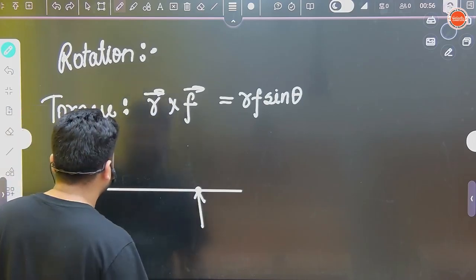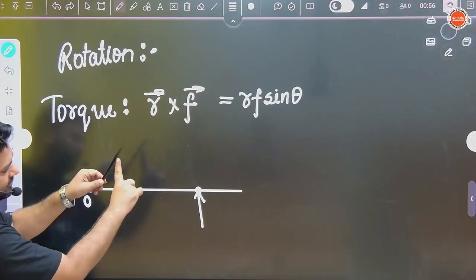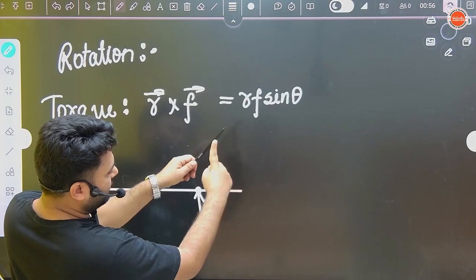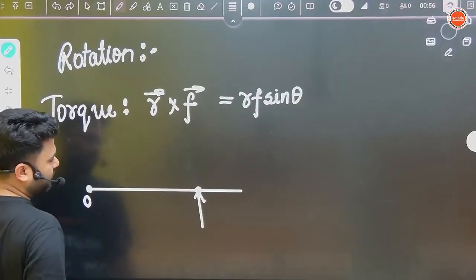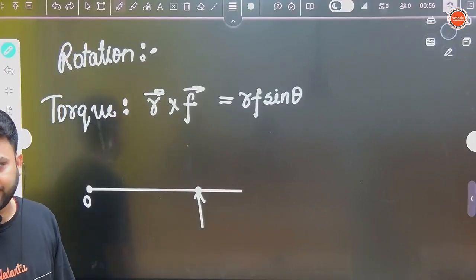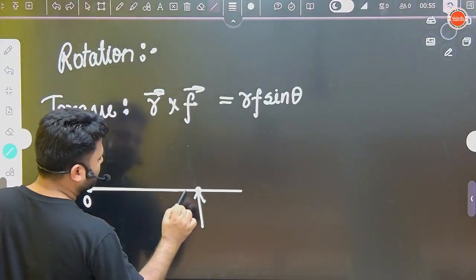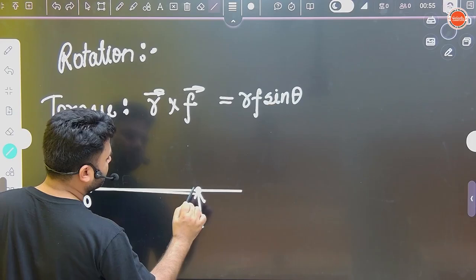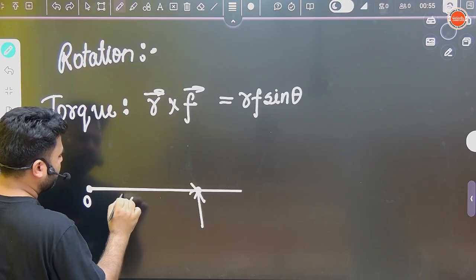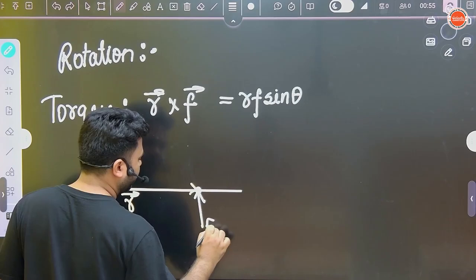What is R? Means from the center of rotation, like this rod will rotate now. If you apply force like this, this will rotate. So from the center of rotation, at what point you are applying the force, that is R. From the center of rotation, you have to draw a vector to the point where you are applying the force. This is your R vector. And this is the force. You applied some force F.